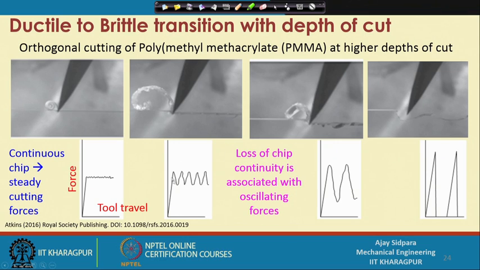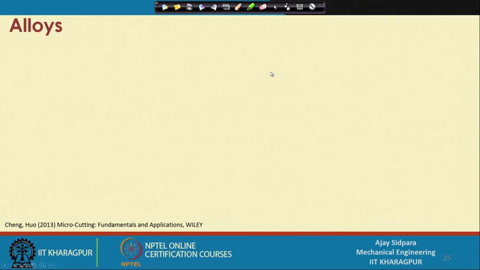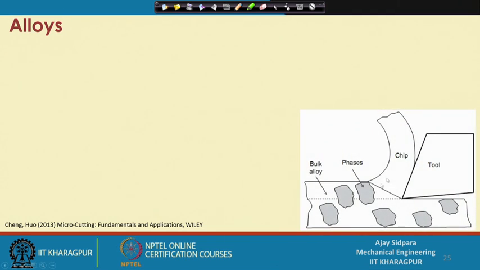So, this way we have understood that force data can be one of the important signatures of this machining operation, where you can get some insight of the operation, whether it is going perfectly right or there are some problems in this case. So, now let us see what are the different mechanisms by which the material is removed in alloys. Now if you see, this is one of the alloys and there are two different phases available.